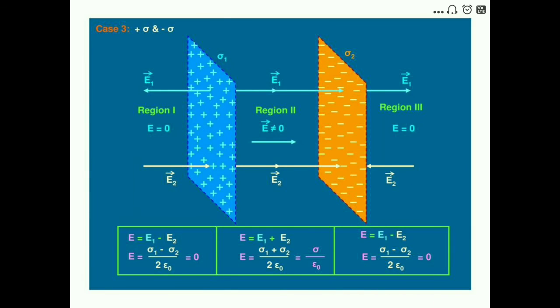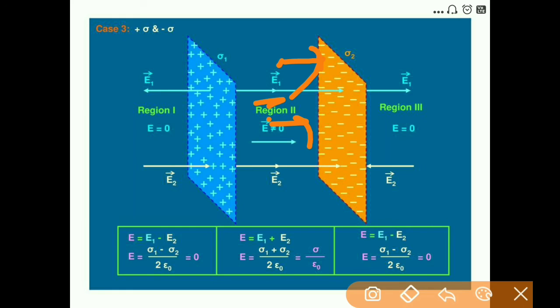Now see region 2. When you keep the test charge here, what is the direction of E1? This is the positive plate, so the electric field will be in this direction, and E1 is indicated there. And because of this negative charge, the direction of E2 is also towards plate 2, because a negative charge will attract the positive charge towards the plate. This time E1 and E2 are both in the same direction. So you will get E net is equal to E1 plus E2.